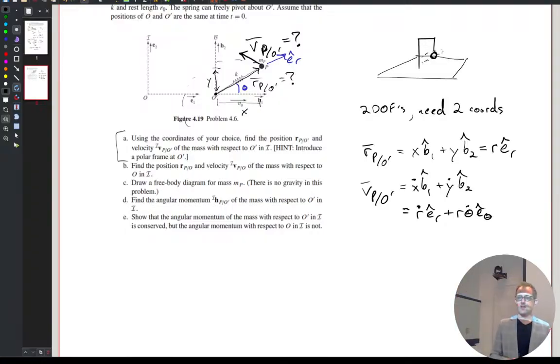So I can say that it's r dot along the radial direction, and then r theta dot in the transverse direction. That one's describing the direction of opening the angle. Which one's L? Oh, it's E. Yeah, there's e_r and e_theta, which are relative to O prime.